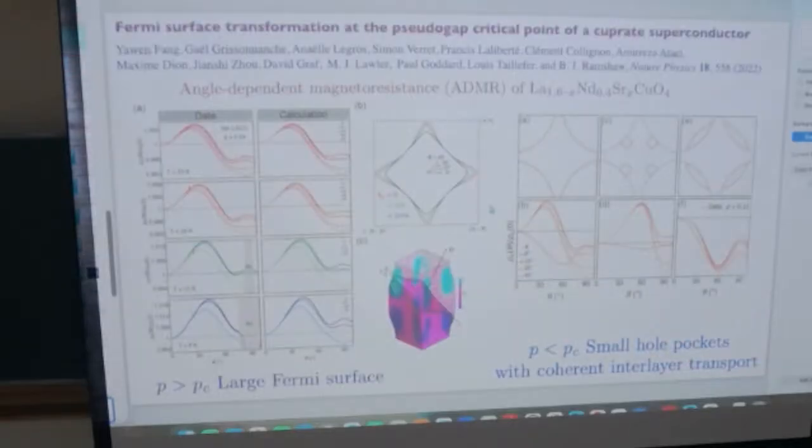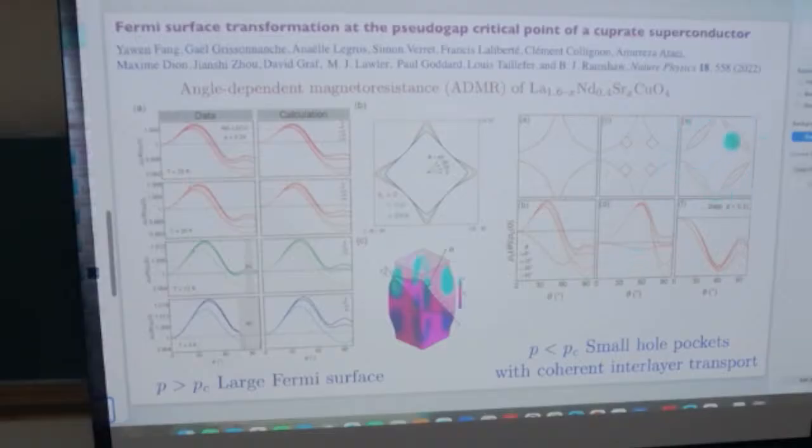Okay, so finally, there was this magnetotransport experiment. What this is doing is measuring angle-dependent magnetoresistance. You apply a magnetic field at a strange angle and measure the current in this direction. And what they see is that the low doping behavior as a function of angle is entirely different from the high doping behavior. This is high doping, that's low doping.